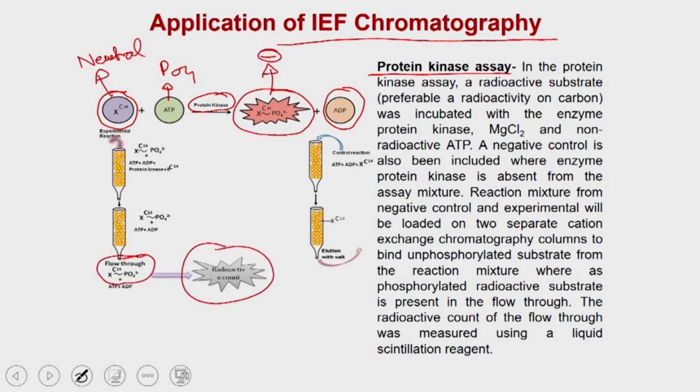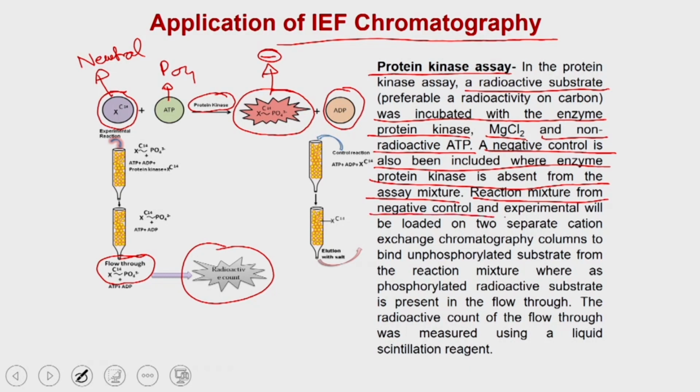So, in this kinase assay, what you have to do is a radioactive substrate is incubated with the enzyme protein kinase, MgCl2, and a non-radioactive ATP. A negative control is also incubated where the enzyme protein kinase is absent from the assay mixture. So, that will give you the background counts.